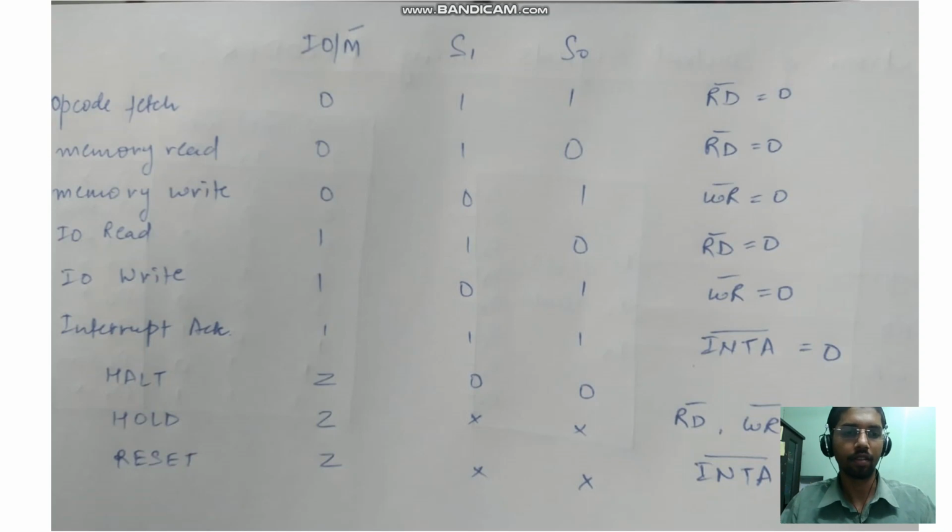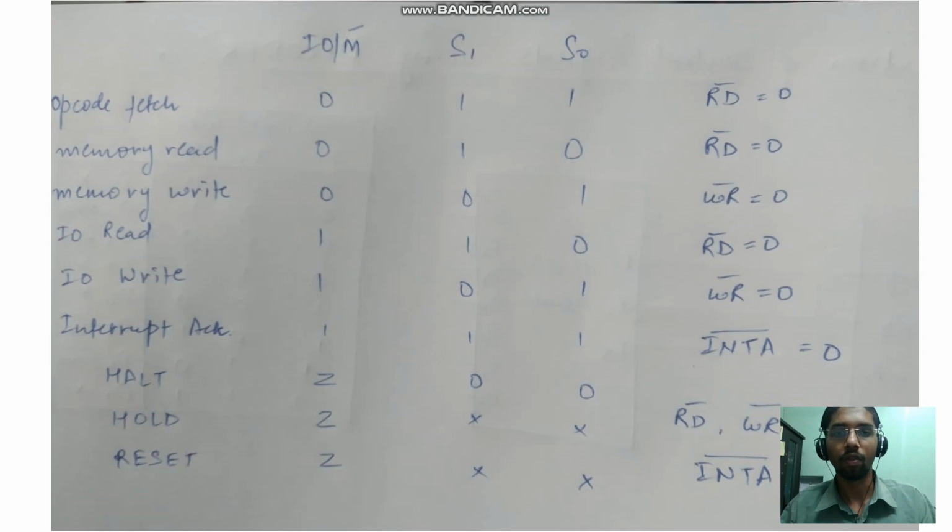That means this will be active. For halt, the IO/M bar is Z. Z is high impedance mode. That means halt will go to a high impedance mode. And according to it S1 and S0 are 0 0. But in the case of hold and reset, it is not valid. And according to it, read bar and write bar will be Z, and INTA bar will be 1. It's not visible here, but I'm telling you.